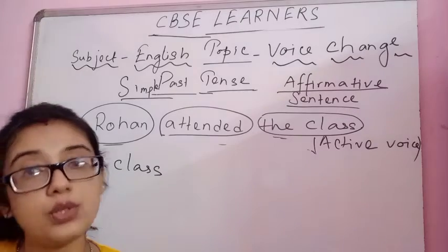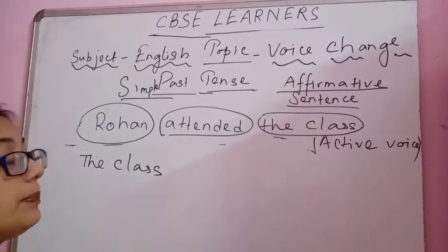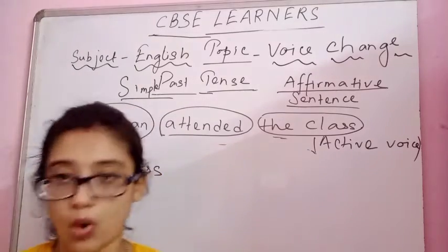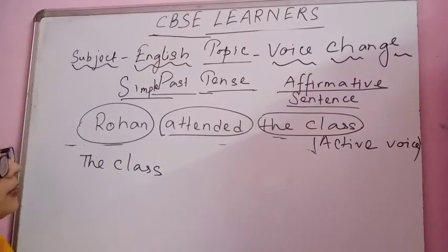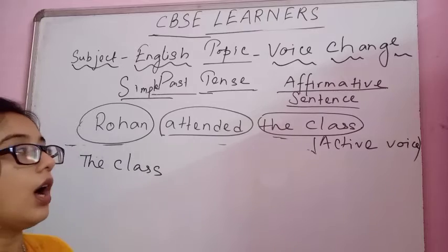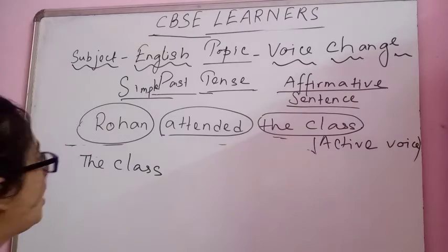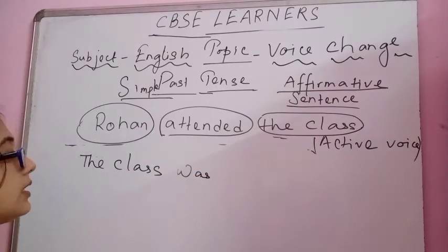Now, we have to use the past form of is, am or are. The past form of is or am is was, isn't it? So, we need a be verb. Here, since it is the class, we can consider it as a singular number. So, the class was, okay, the class was attended.